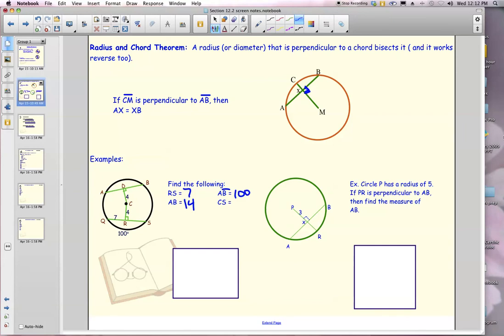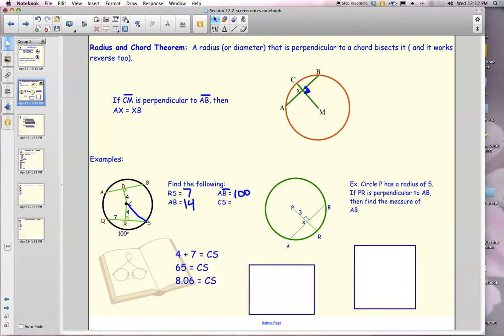And then to find CS, CS is the actual length of the radius. In order to find that, we would do the Pythagorean theorem. 4 squared plus 7 squared equals x squared. So I set that up somewhat. So we would do 4 squared plus 7 squared equals the distance from C to S squared. We would then add 4 squared and 7 squared and get 65, and then we would have to square root 65 to get the length from C to S is 8.06. That's one good way to find the length of the radius if you don't have it.